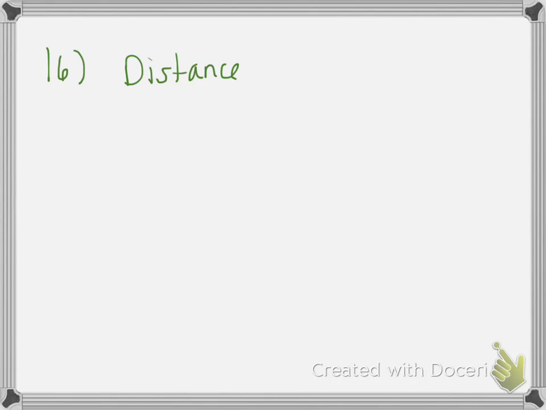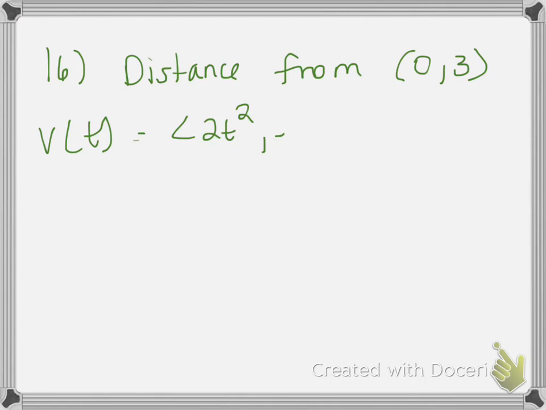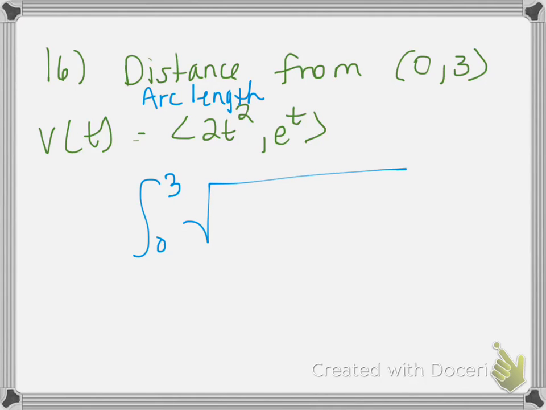Let's say that I was doing the same problem, and the question instead said find the distance from 0 to 3. And I'm still going to use that same velocity vector. Distance is basically arc length. So I do the integral from 0 to 3, and then I do the derivative, which, because this is velocity, each of these is already the derivative, and then I square it.